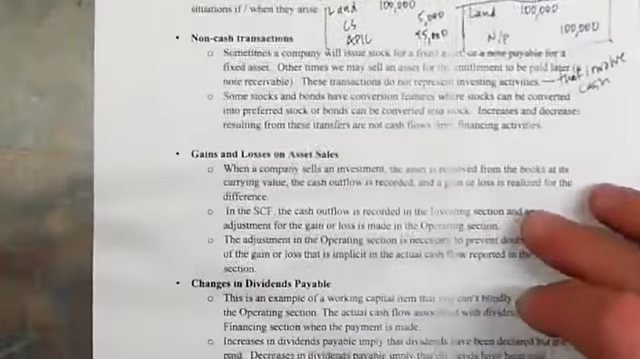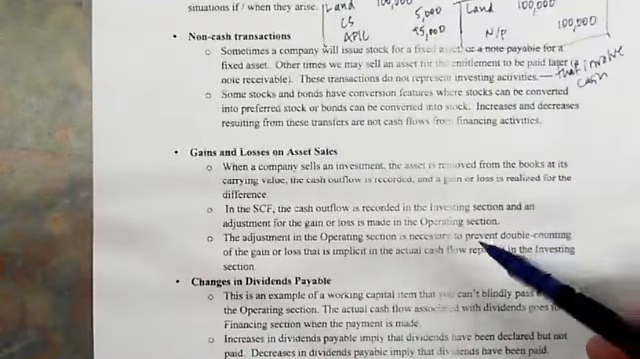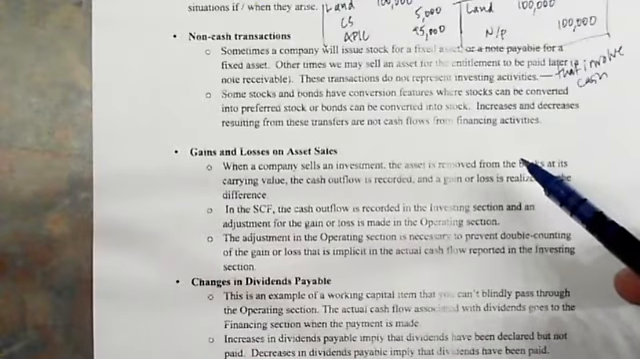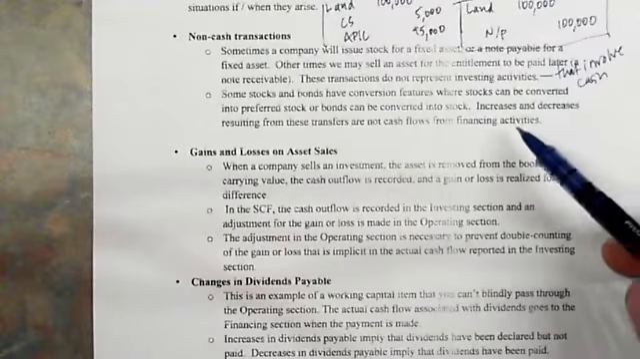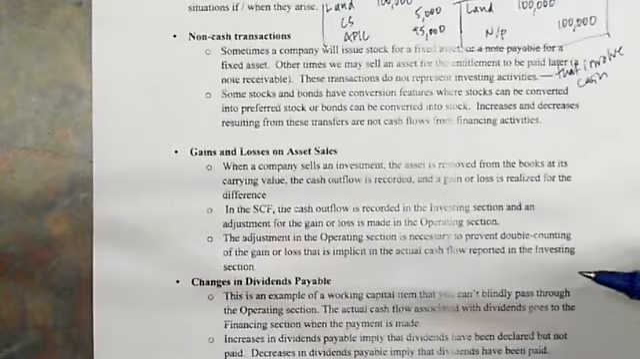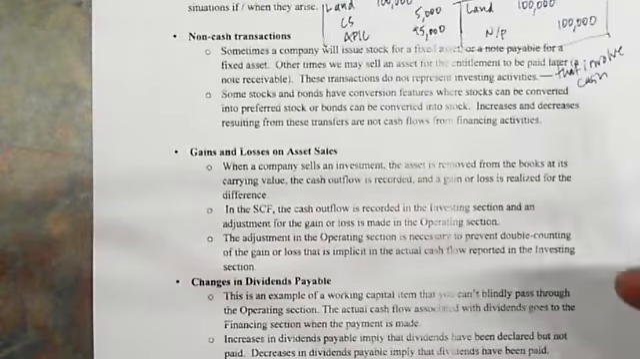Also, sometimes there would be convertible bonds or stocks. If they can be converted, then increases and decreases resulting from these transfers are not going to be cash flows from financing activities, because you're increasing your debt because a bunch of people converted their stock, or vice versa, not because you got cash or paid cash.